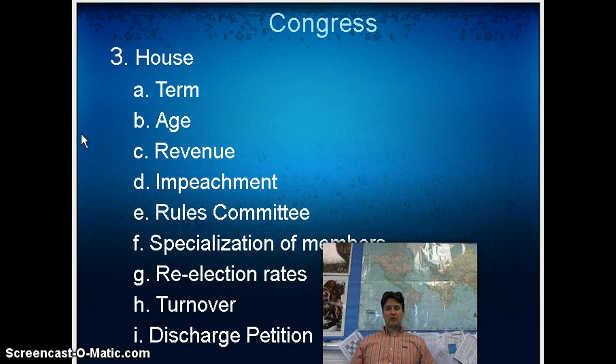All revenue bills. The only real power the House has is that any tax bill must start in the House of Representatives. Aside from that, all of the important powers belong to the Senate.